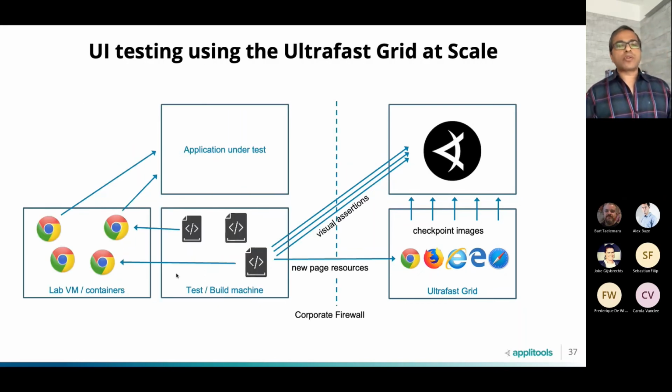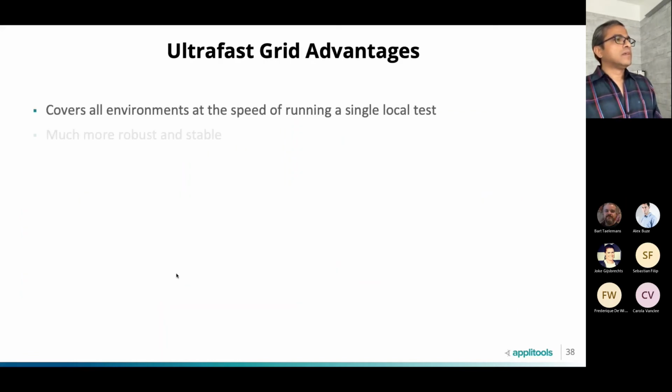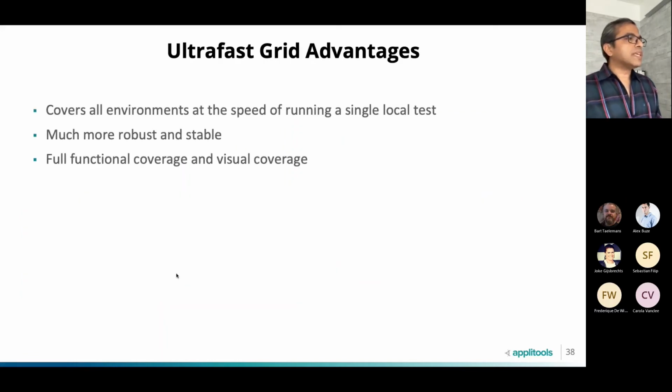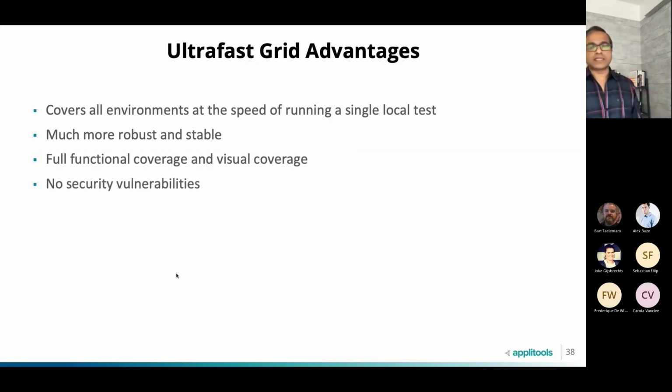And of course, you might have a lot of tests. So instead of running them in sequence, you could run the tests in parallel on your machine itself. And it would still work fine with Applitools from a scaling perspective. Okay, so this covers all the environments at the speed of running a single local test. It is much more robust and stable. You get full functional and visual coverage at scale.